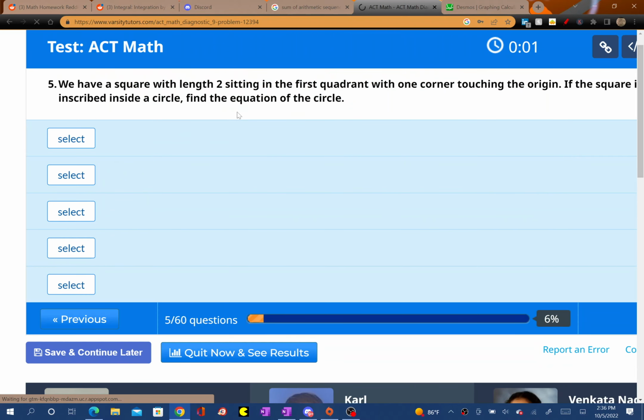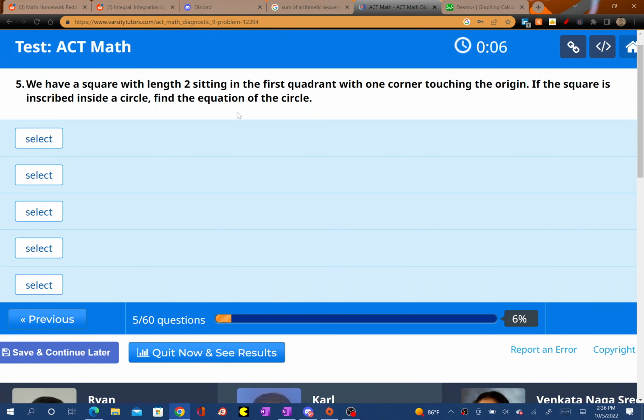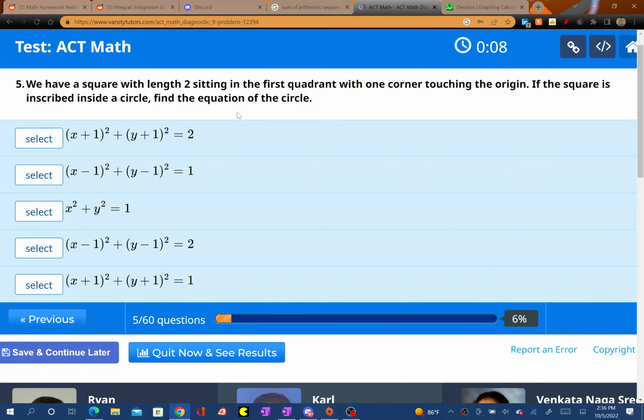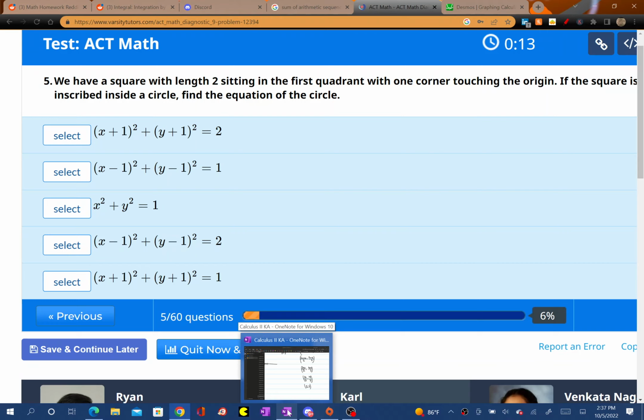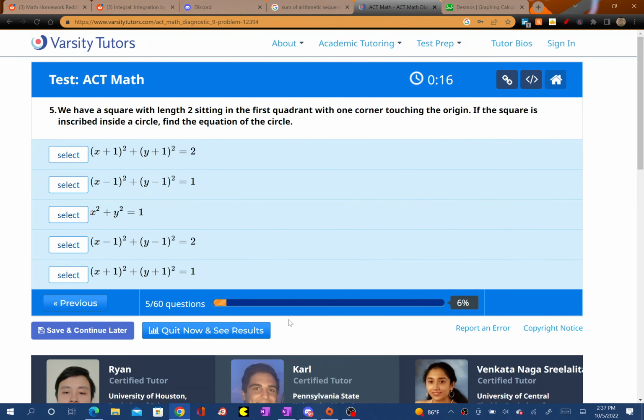Alright, so let's see here. Alrighty, so this is a really pretty tough one. Let me try to draw it out. It says we have a square with a length of 2 sitting in the first quadrant with one corner touching the origin. If the square is inscribed inside a circle, find the equation of the circle. Okay, I'll do my best.